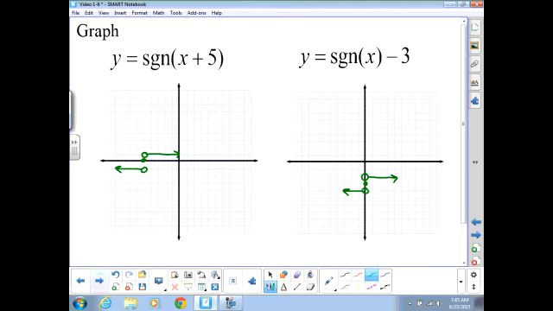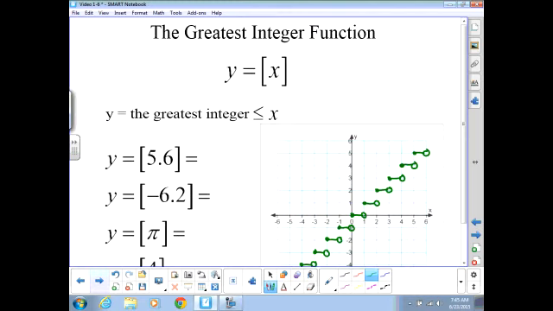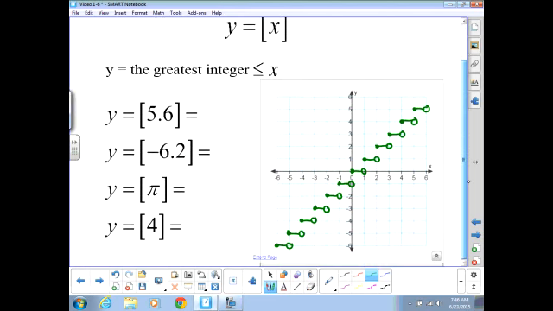Now, another function we'll work with is the greatest integer function. It is notated by those square brackets there. And what the greatest integer function means is the y value will be whatever integer is less than or equal to x. Now here's a graph of it on the right.